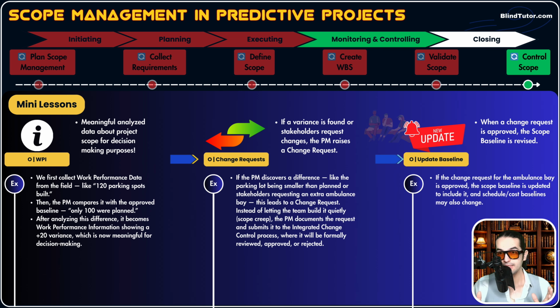So the scope baseline needs to be updated. If that change affects the schedule, the schedule baseline needs to be updated. If that change affects cost, the cost baseline also needs to be updated. So all the affected documents need to be updated first, and then the team starts building those 50 more parking spaces. So one of the outputs of control scope is updating existing documents. Now, I think you know that by outputs, we don't always mean creating new documents like the scope management plan or scope statement as a result of doing a process. Sometimes output means updating existing documents like we did in this process.